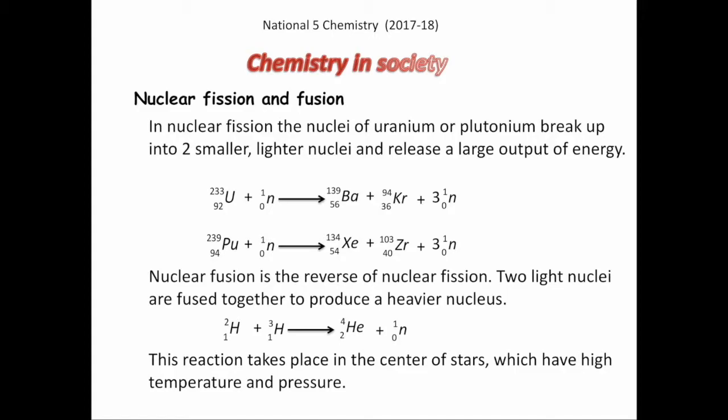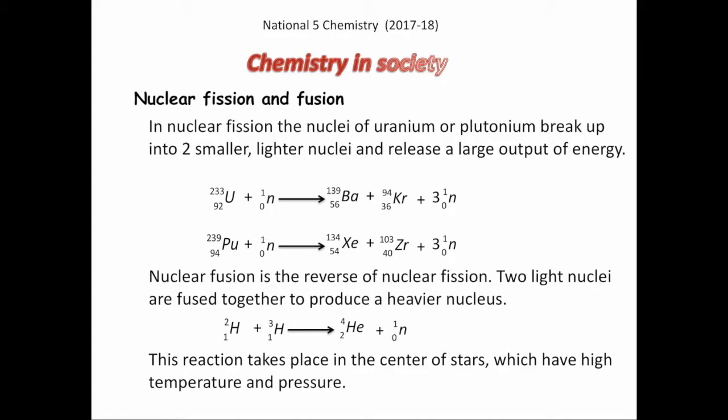In nuclear fission, the nuclei of uranium or plutonium, which have atomic number greater than 83, break up into two smaller, lighter nuclei which are much more stable with the release of large amount of energy. So you can see here two equations, and in both the equations nuclear fission is taking place.